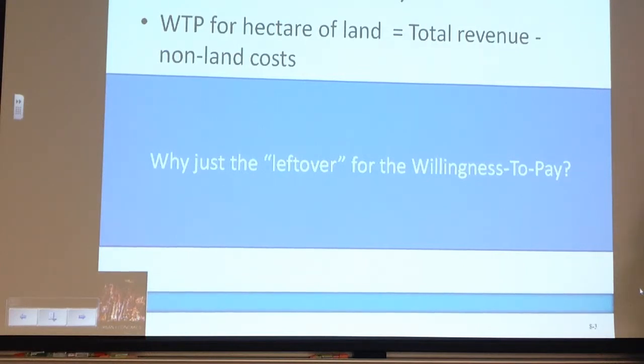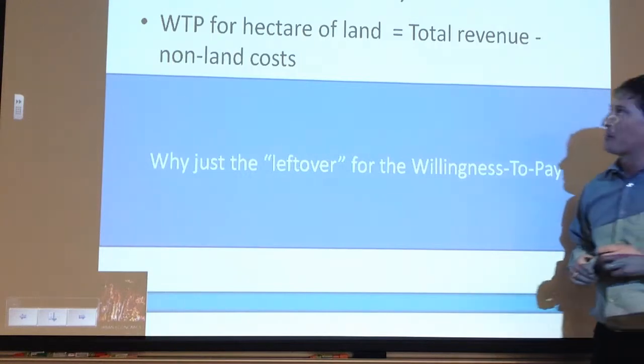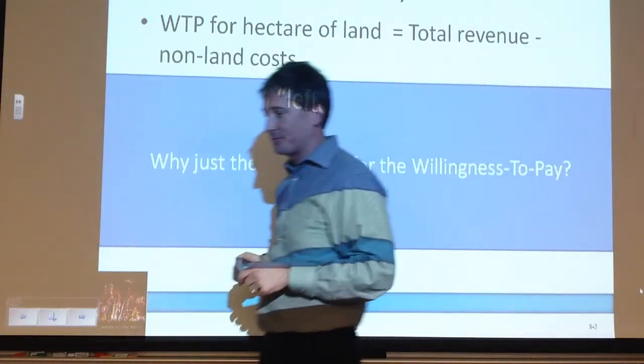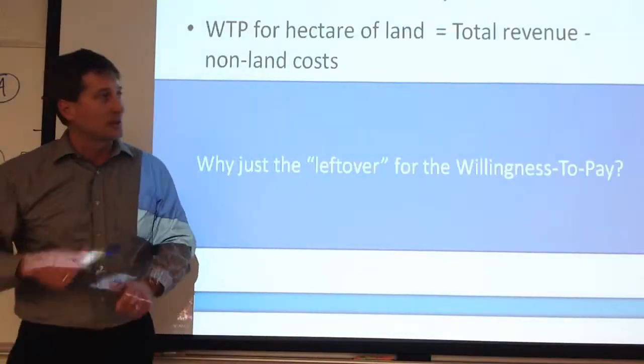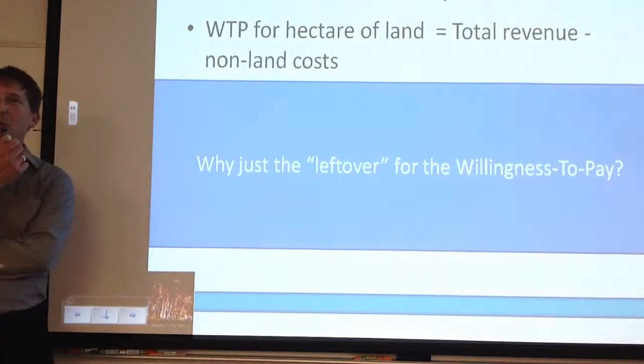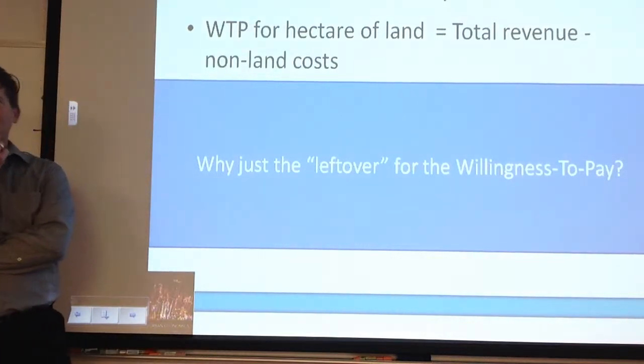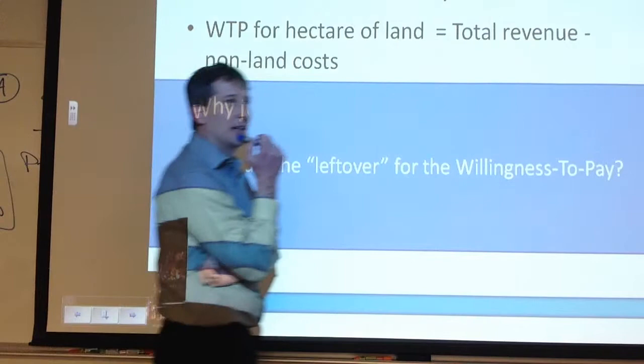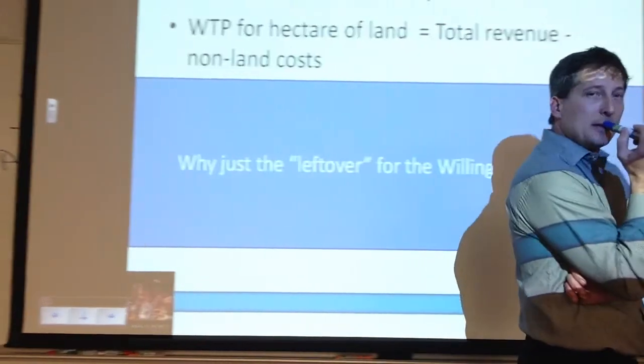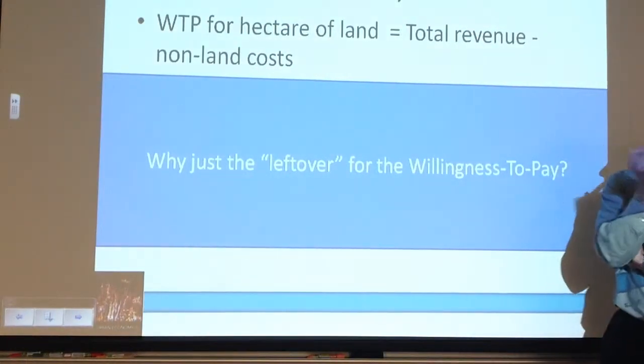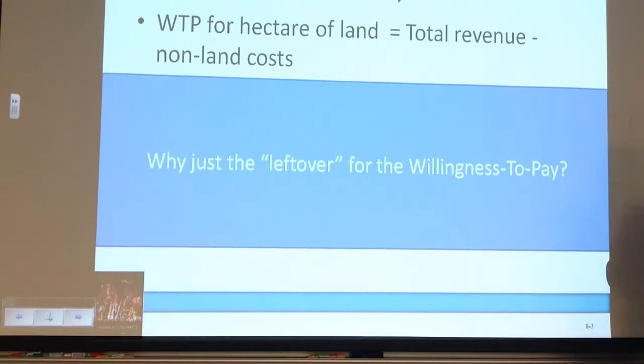So what would that farmland look like? Willingness to pay for an acre. I'm just keeping in tune with the book here. Everywhere else around the world is on the metric system, so it's a hectare rather than an acre. So for a hectare of land, what is our willingness to pay?